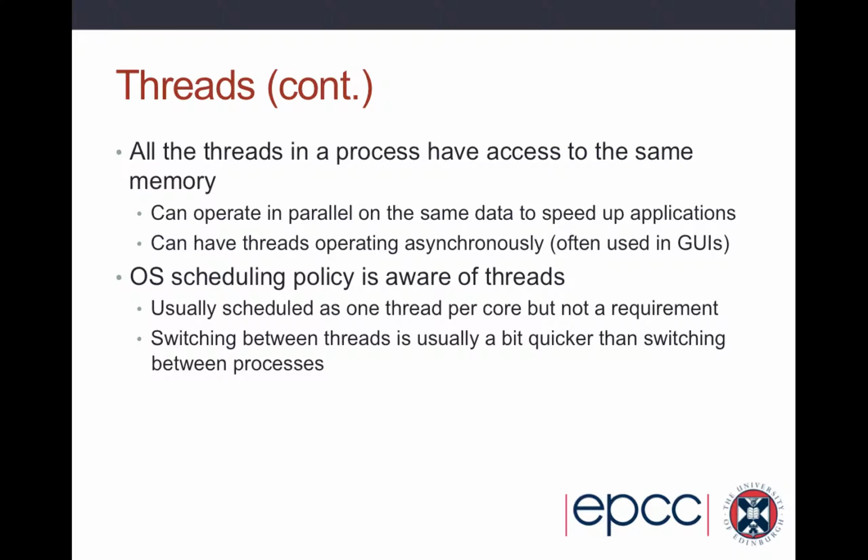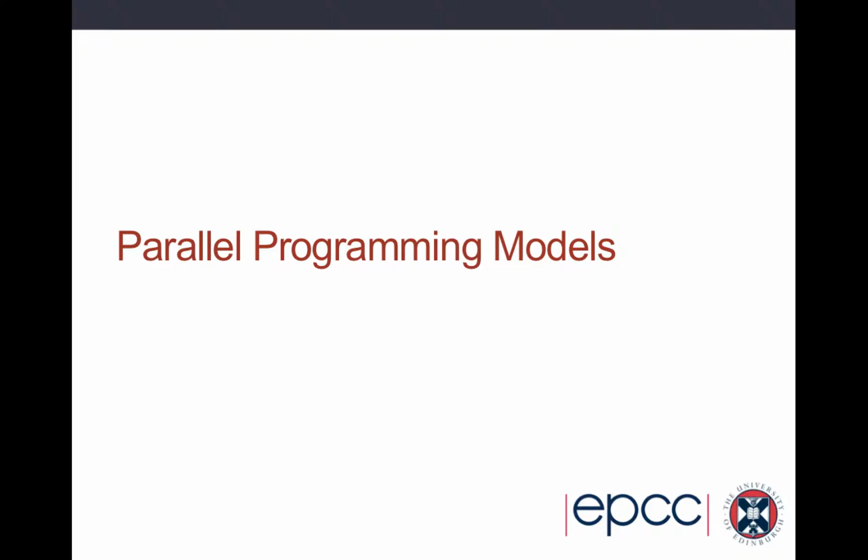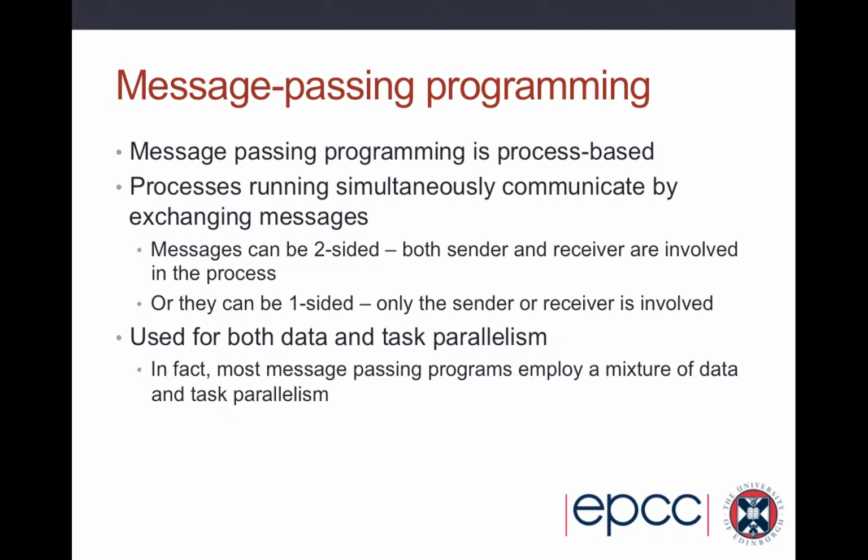So armed with this concept of a process, which has its own memory which other people can't access, and threads, which share memory, we can now construct some parallel programming models. The first one I'm going to talk about is the one that's most widely used, probably in 80% of programs that run on HPC machines, and this is the message passing programming model.